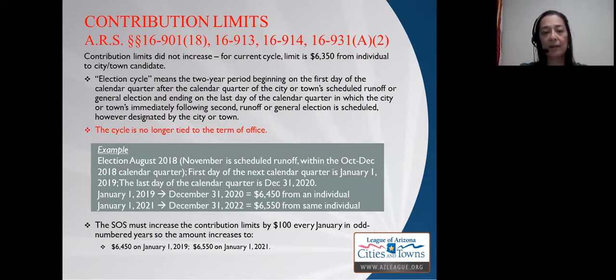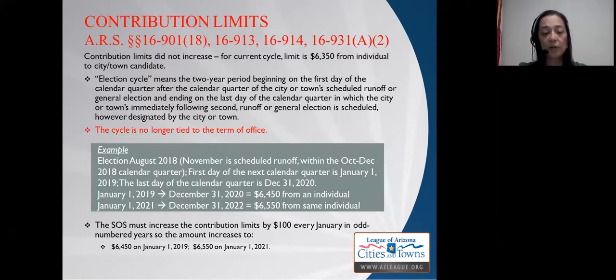So right now we are in the January 1, 2017, beginning of that election cycle through December 31st of this year, 2018. That's our current election cycle, if your election is scheduled for August or November. I also wanted to give an example for the next election cycle: January 1, 2019, through December 31st, 2020. At that point, a city or town candidate can accept up to $6,450 from an individual, because we have those biennial increases. It's going to go up January 1, 2019 to $6,450 from $6,350.